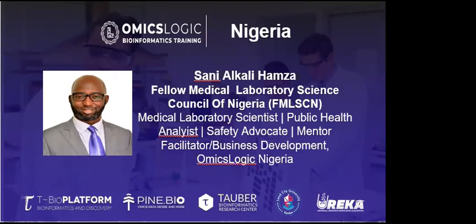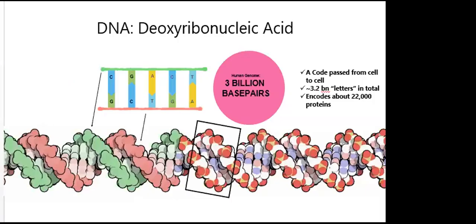For us to understand this clearly, when we listen about genomics, the first thing that comes to our mind will be genes or code. So this code or gene is passed from cell to cell. There are about 3.2 billion letters in total, encoding about 22,000 proteins.